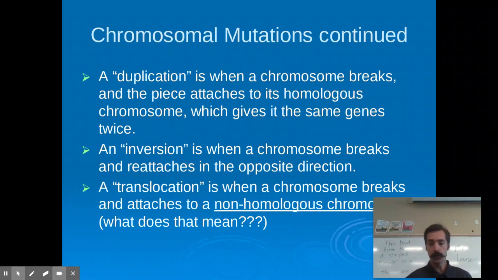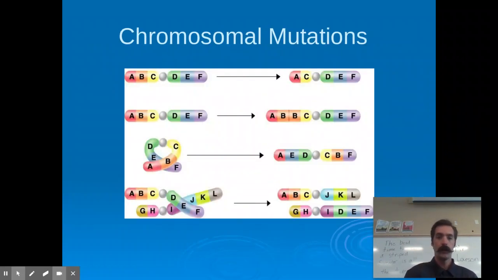A translocation is where a chromosome breaks and attaches to a different chromosome, a non-homologous chromosome, which basically means that it is not the same. Non-homologous is basically just referring to the fact that it is a completely different chromosome, meaning that information is in a completely different section of the cell and could lead to issues down the line. So each of these just represents the different types of mutations.